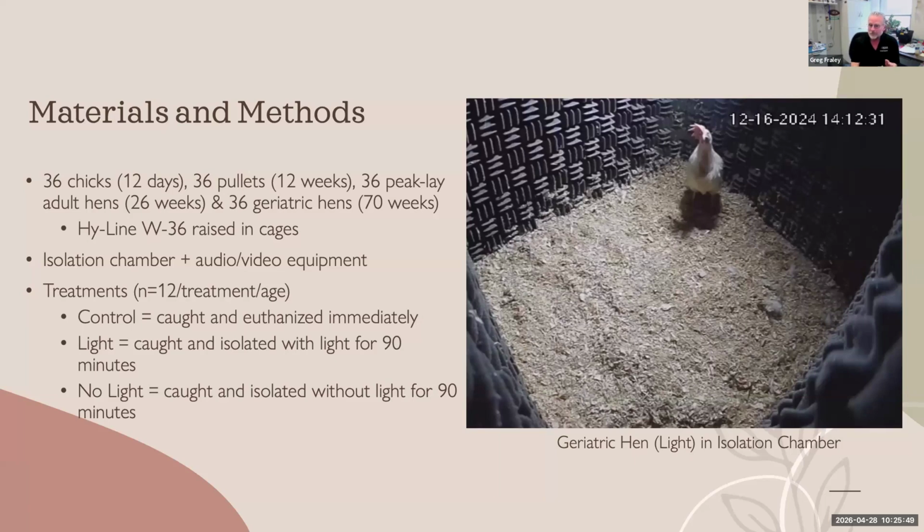In order to analyze vocalizations, the birds are put in this chamber with anechoic foam, so we can get pure sound, with no reverberations, no echoes and such. Control birds were just pulled out of their home cages. These were in enriched cages, and they were immediately pulled out, euthanized and assayed.